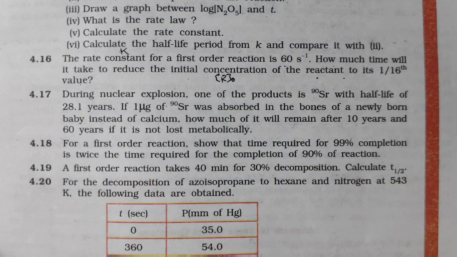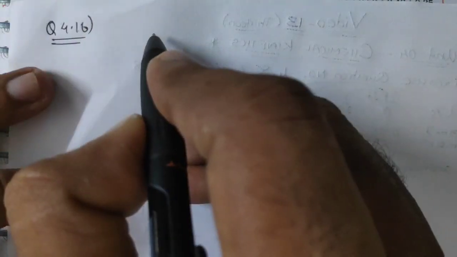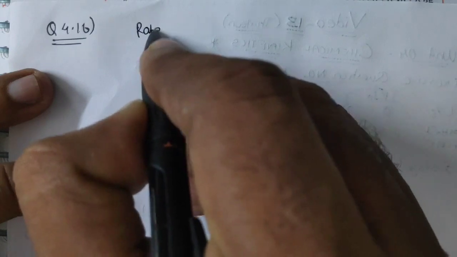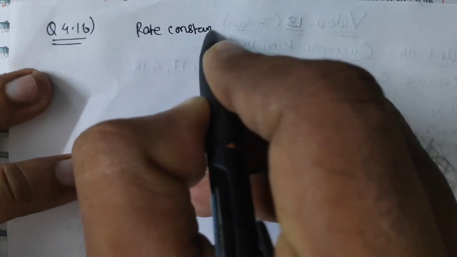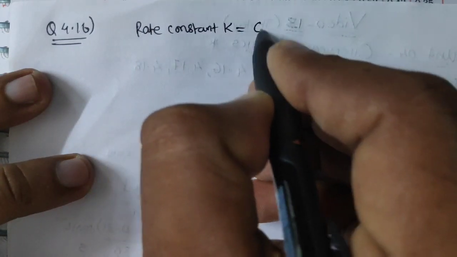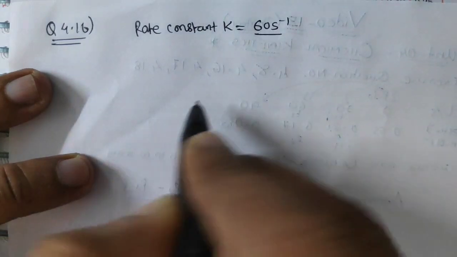Okay, so we'll start with this. In question 4.16 it was given that rate constant K is equal to 60 second inverse, like this.